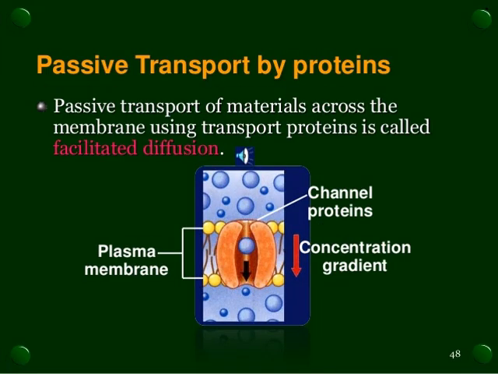Passive transport by proteins. How do proteins do passive transport? The passive transport of materials across the membrane using transport proteins is called facilitated diffusion, because the proteins are facilitating, helping the substances move from outside to inside or from inside to outside. Here you can see the channel proteins in the plasma membrane. The fluid moves across the concentration gradient.